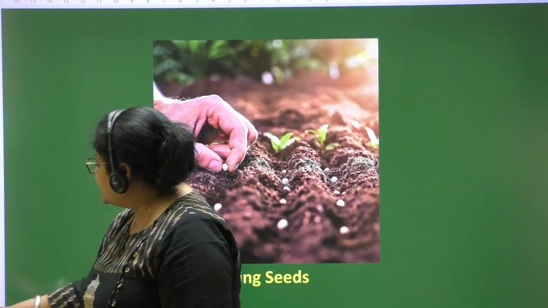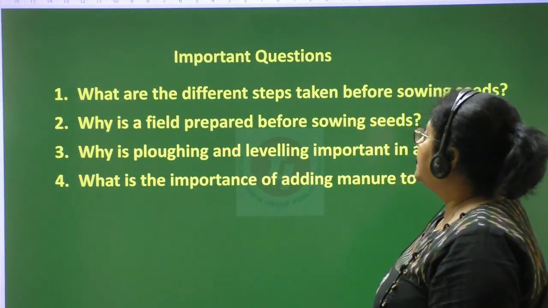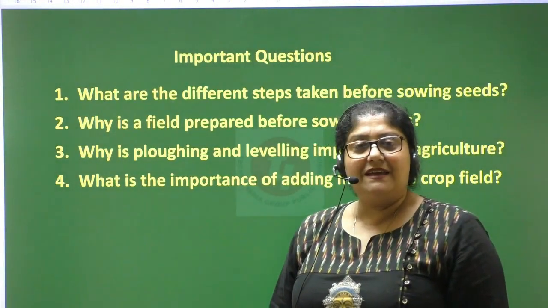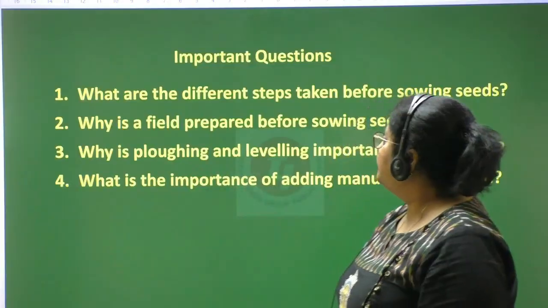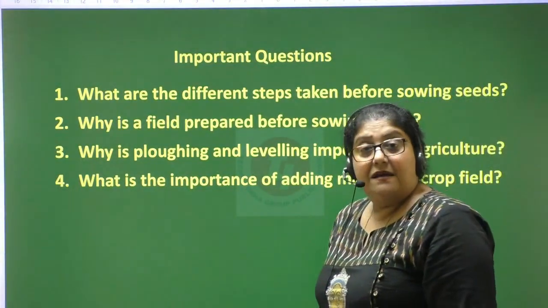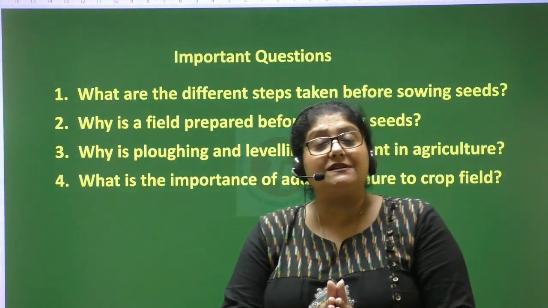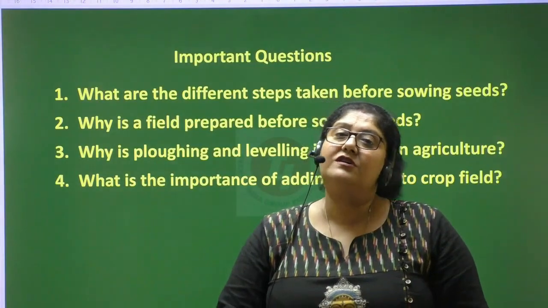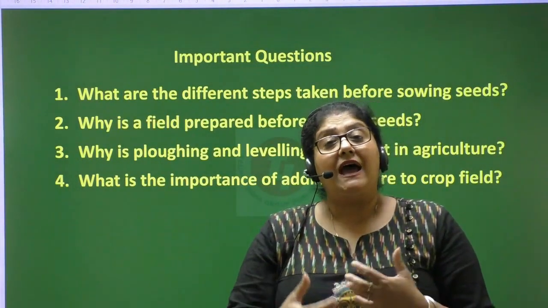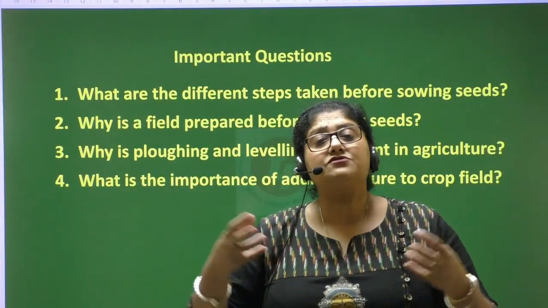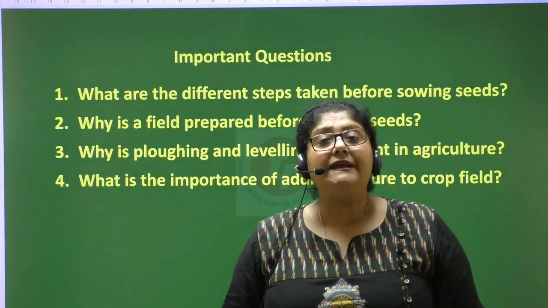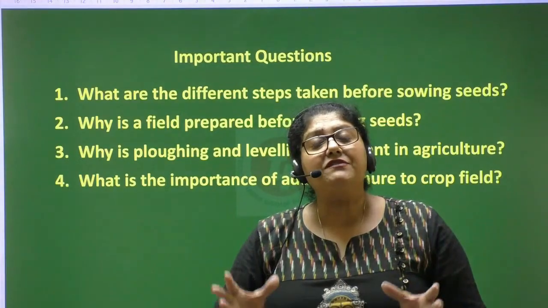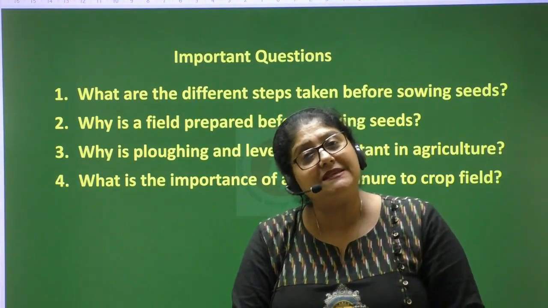Let us discuss some important questions. What are the different steps taken before sowing seeds? So write about plowing, leveling, manuring and irrigation. Why is a field prepared before sowing seeds? Before the seeds are sown, a field will have to be prepared because the previous batch's cultivation has taken up almost all the nutrients and all the water from the soil. Not only that, it has compressed the soil. It has made the field uneven. So for all these, the field will first have to be prepared and only then the seeds sown.